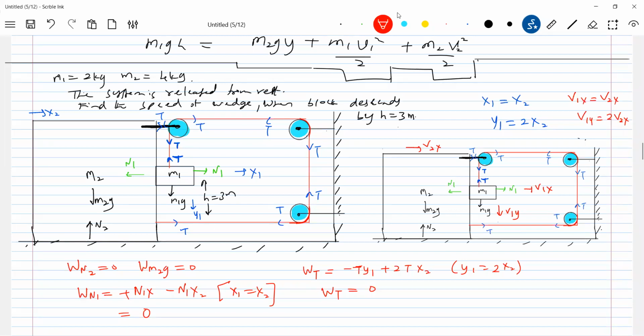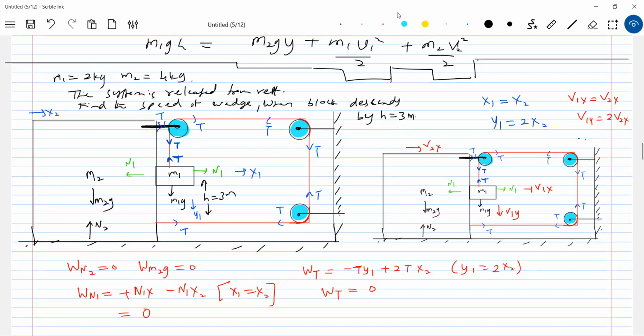Able to get this? I'm just writing mathematically everything I just concluded here. What about normal contact? It does positive work on the block M1. It does negative work on the wedge. Tension does negative work on the block M1. It does positive work on the block M2. Net work done by tension 0. Normal contact N1 does positive work on the block M1. It does negative work on the wedge. How can you say, sir, negative? Look at x2 and N1, opposite, no? So negative work. N1 and x1 same direction, so positive work.